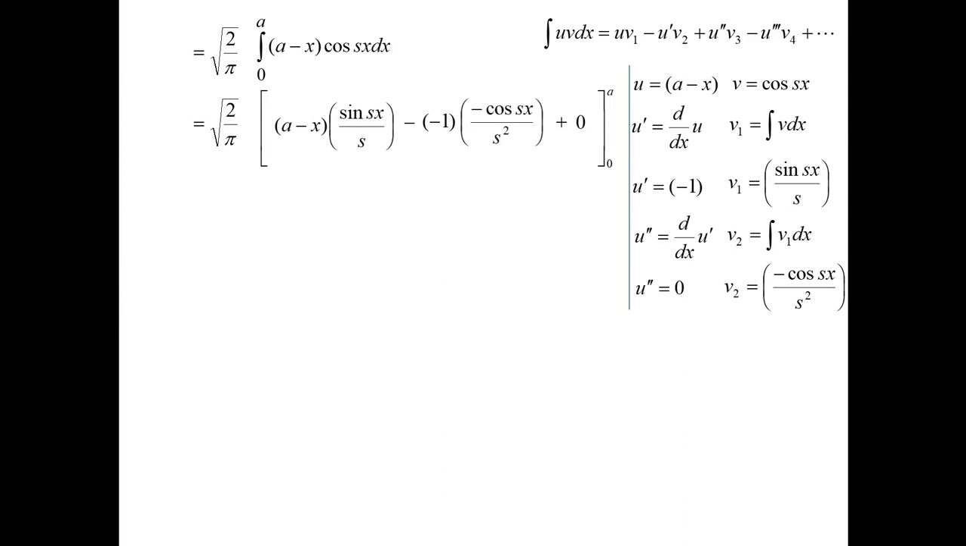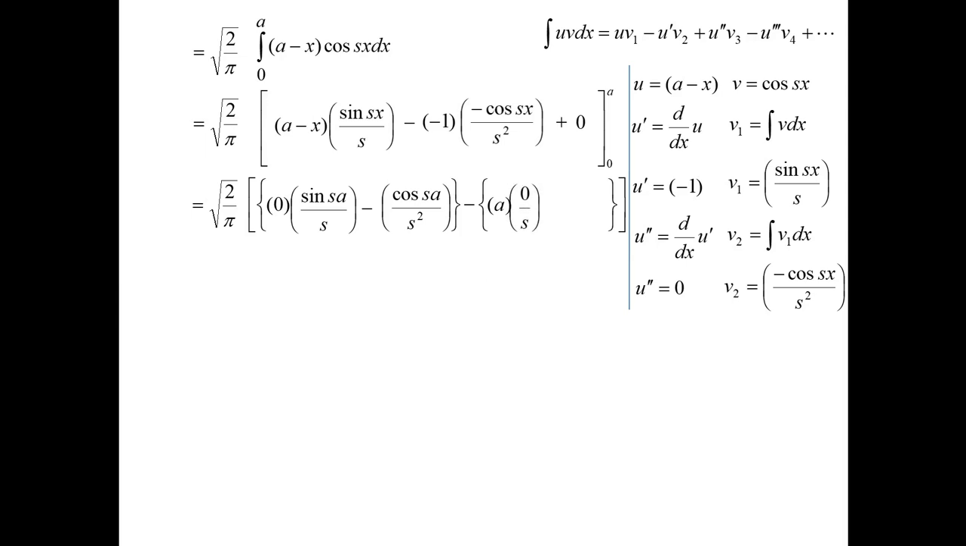Now we want to apply the upper limit and lower limit. When we apply the upper limit a to the variable x, we get a minus a becomes 0 and sin sa by s. And here minus into minus into minus, it is simply minus, and cos sa by s square. Minus lower limit. Substitute 0 here, a minus 0 is a, sin 0 is 0 by s, minus into minus is plus, and cos 0 is 1, so minus 1 by s square.